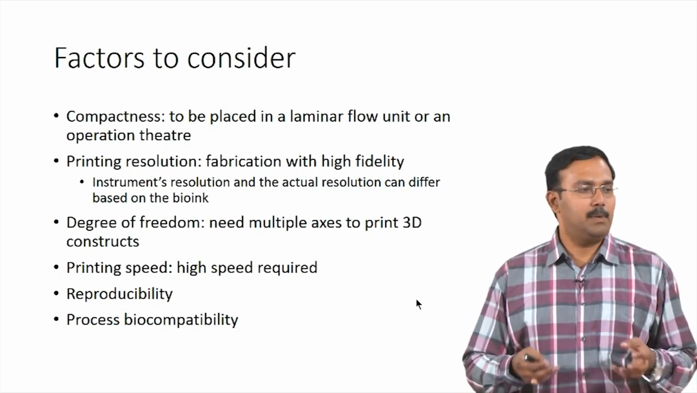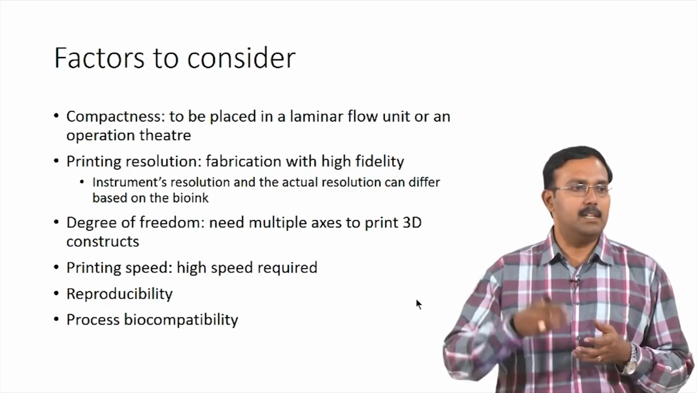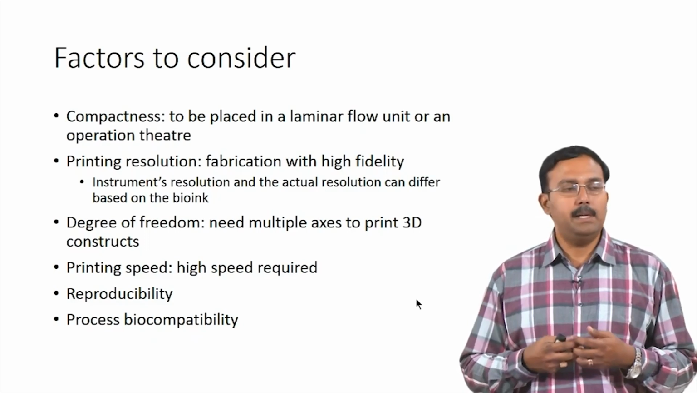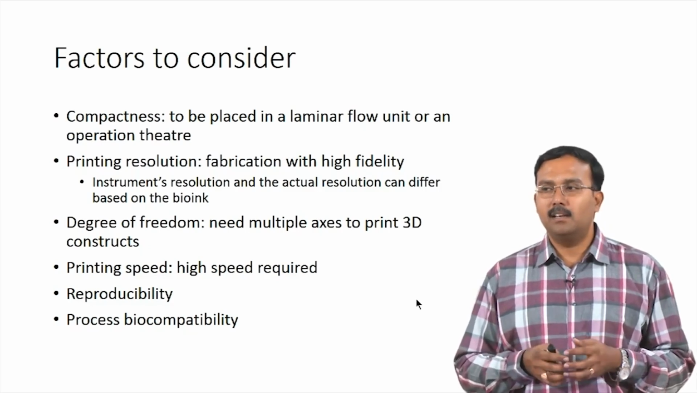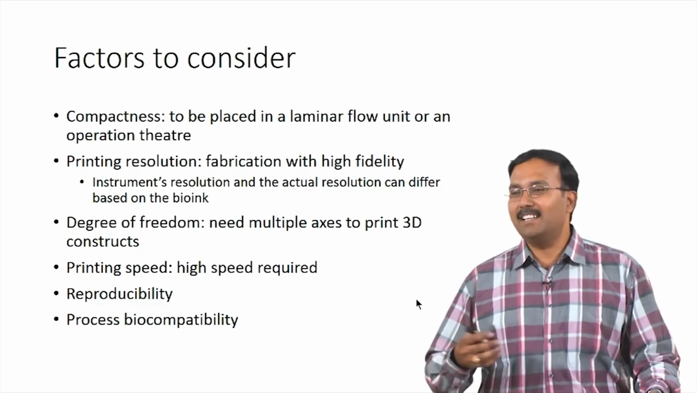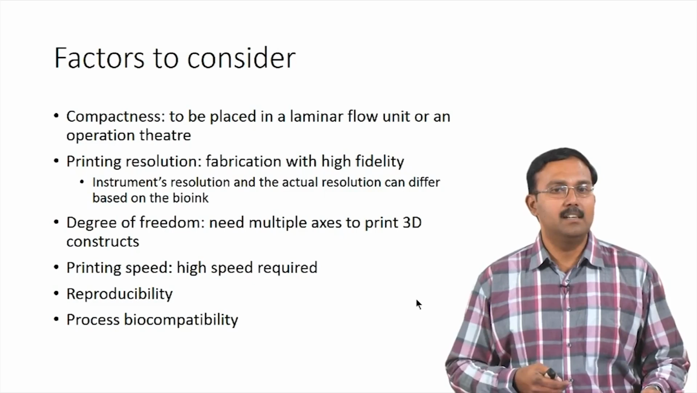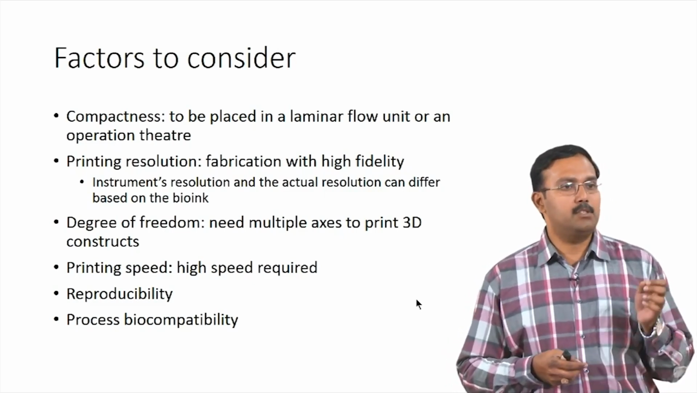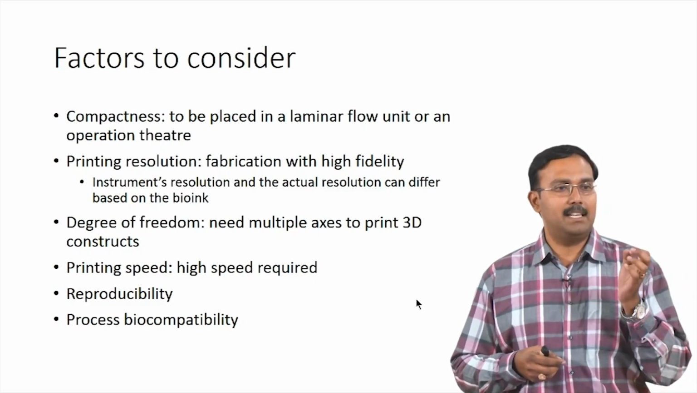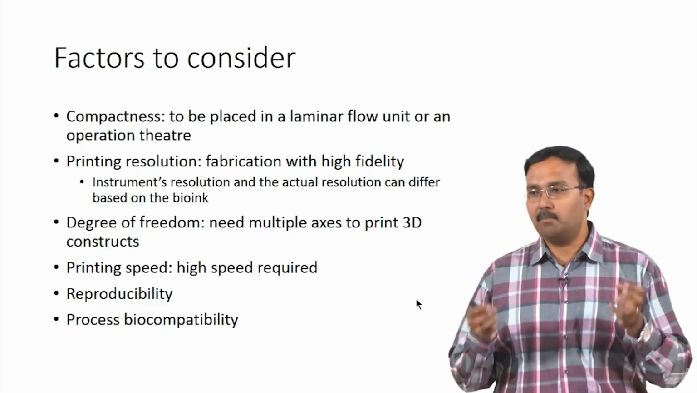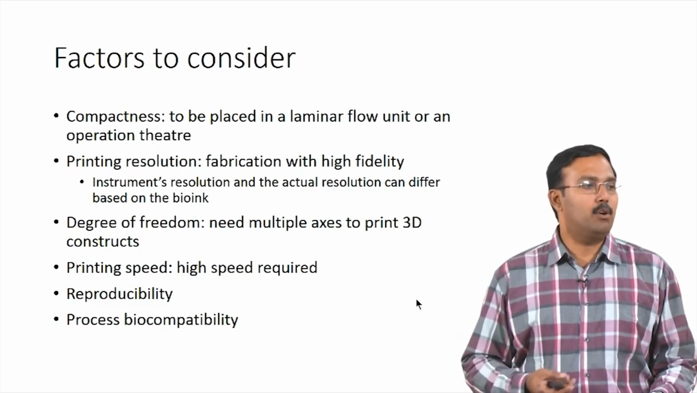Degree of freedom needs to be looked at, because multiple axes might be needed for printing 3D structures. Just a single axis might not give you the desired 3D structures. Printing speed should be high, so that you can print complex structures in a faster way, and it should not take too long. So, it can be used for medical applications quickly. It also needs to be reproducible. Just because you are able to print it once does not mean it is effective. The same STL file should give you the exact same printed structure every single time for that ink. So, that reproducibility needs to be there, and the process biocompatibility should also be taken care of.